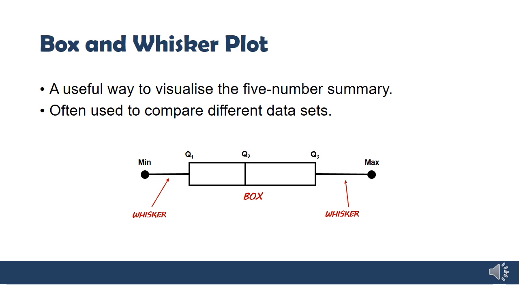Remember that quartile 1 is where 25% of the data lies below. So our box and whisker plot shows that as well. 25% of the data then lies between quartile 1 and quartile 2, and on and on. So this is a visual representation of splitting the data into 25% intervals, or into quarters.